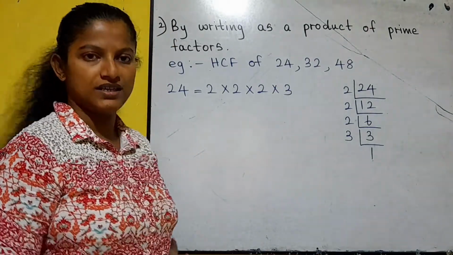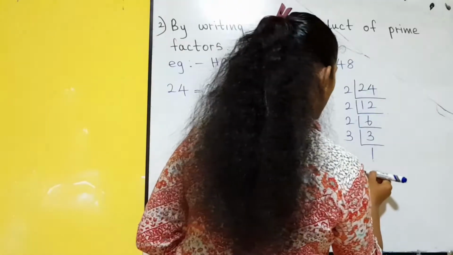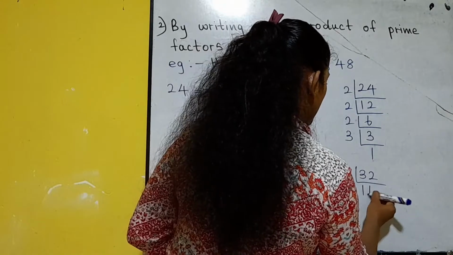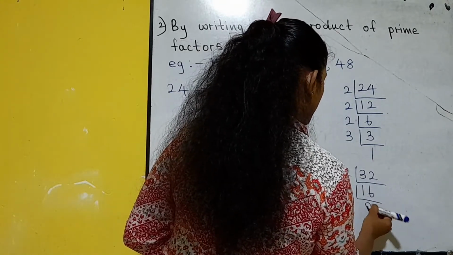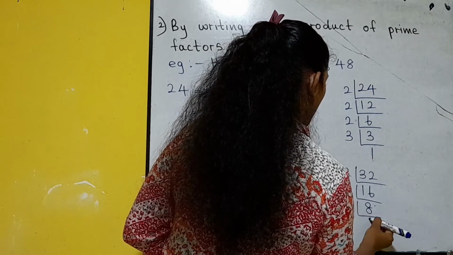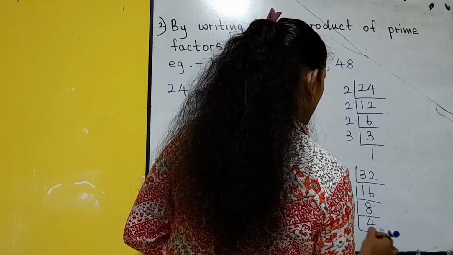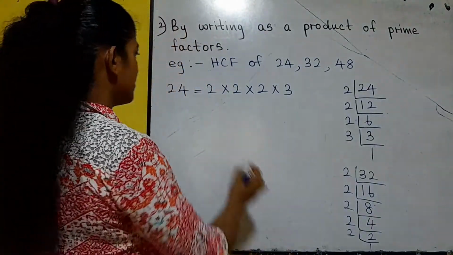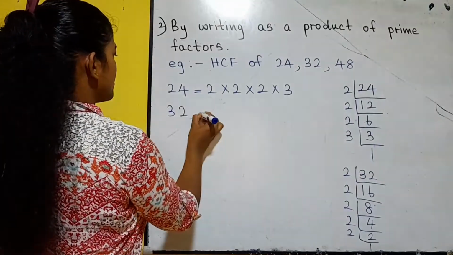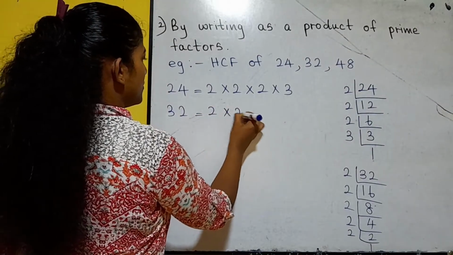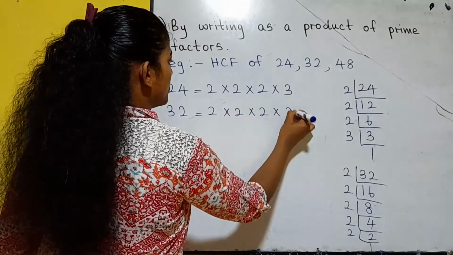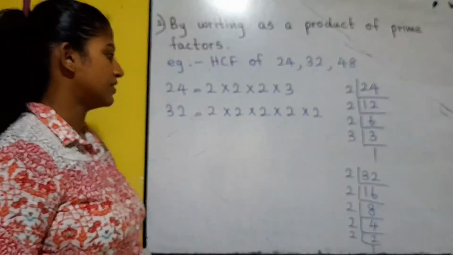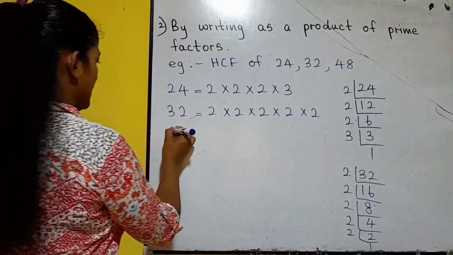Then next one is 32. 32 also should be divisible by prime numbers. 2 times 16. Then again 2 times 8. 2 times 4. Then 2 times 2. 2 times 1. So five 2s are there. You can write 2 into 2 into 2 into 2 into 2. This is the product.